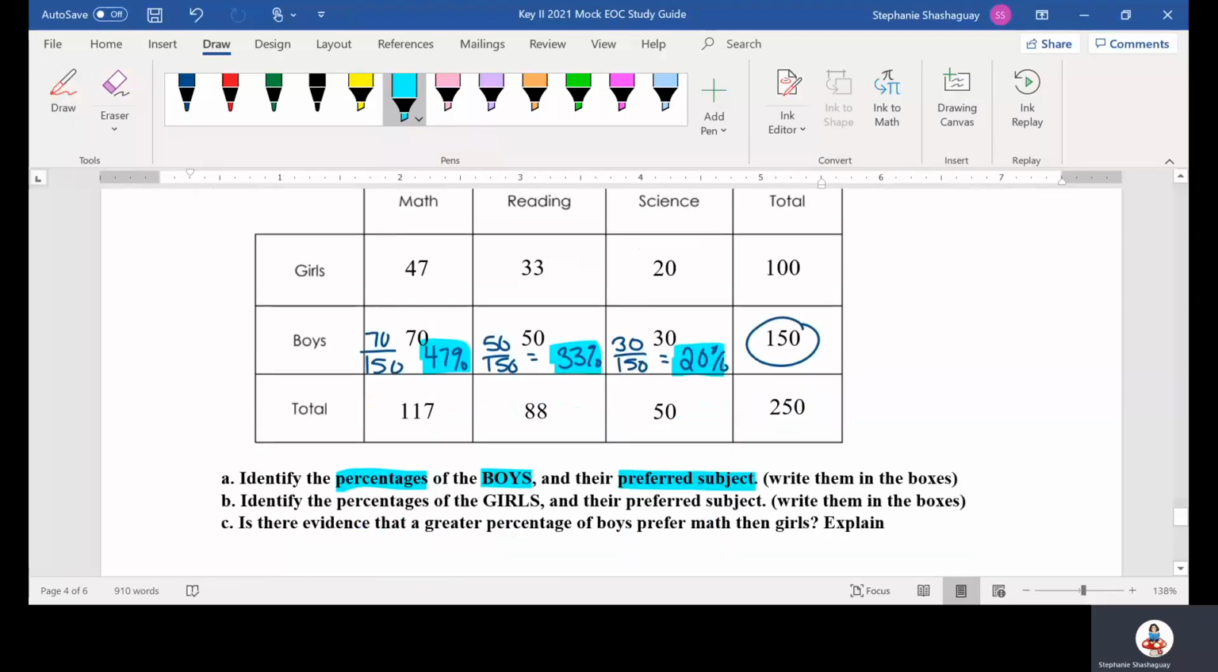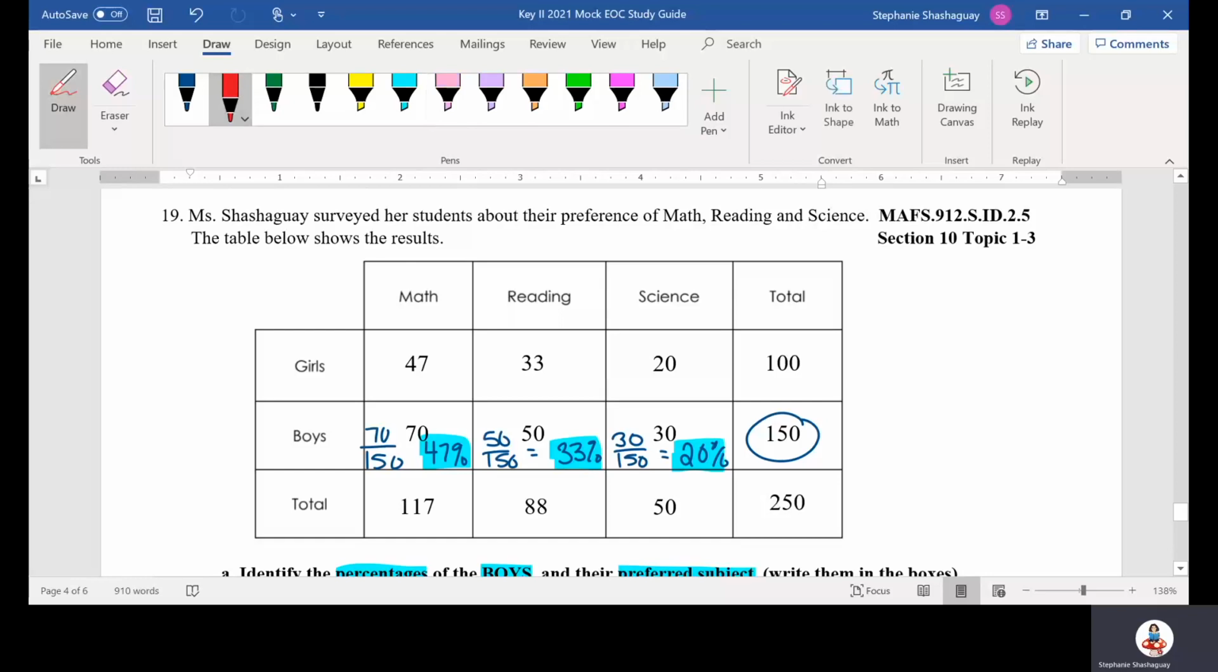Step B, identify the percentage of the girls and their preferred subject. Okay, so now we're going to take 47, divide by 100. Well, that's going to equal 47%. 33 divided by 100, and that's equal to 33%. And then 20 divided by 100 is equal to 20%.